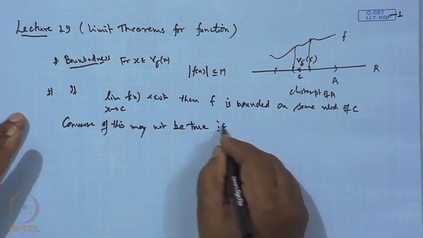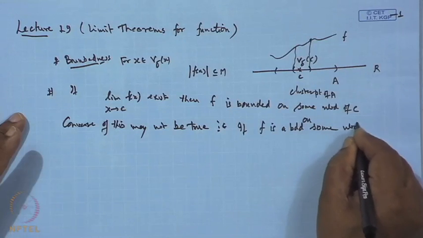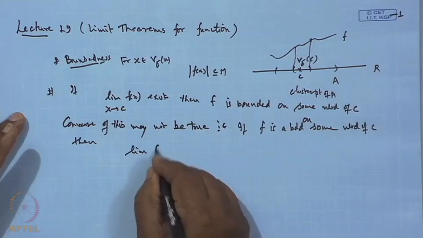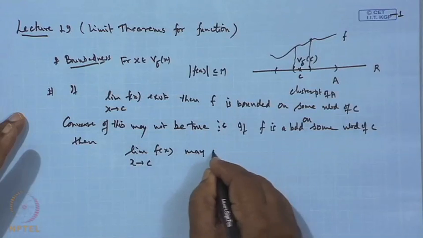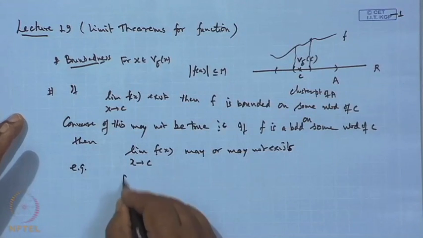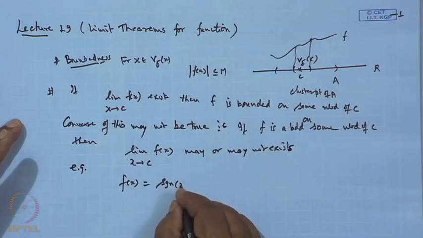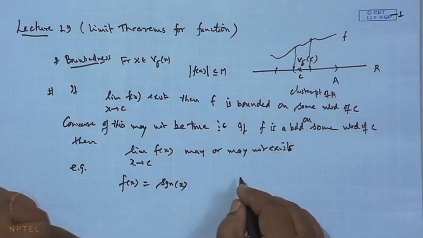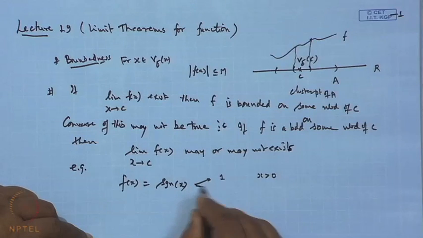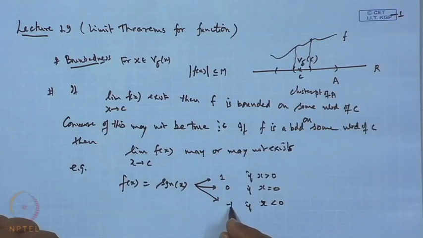always. That is, if f is a bounded function on some neighborhood of C, then the limit of this function f of x when x tends to C may or may not exist. For example, if we take the function f of x as signum of x, which we have already discussed, signum x has the value 1 when x is greater than 0, equal to 0 when x is 0, and has the value minus 1 if x is negative. Clear? And we have seen that the range of this function is bounded.